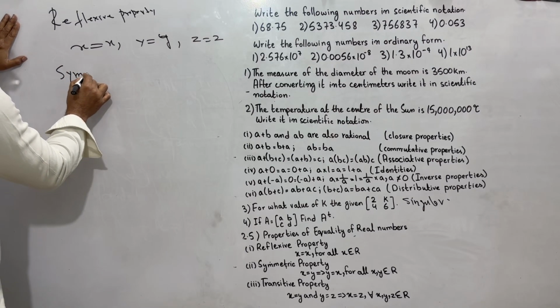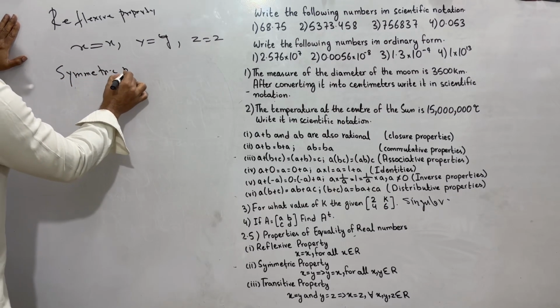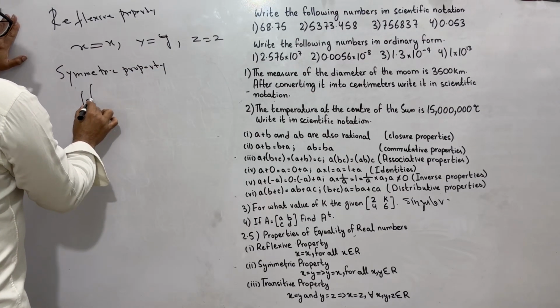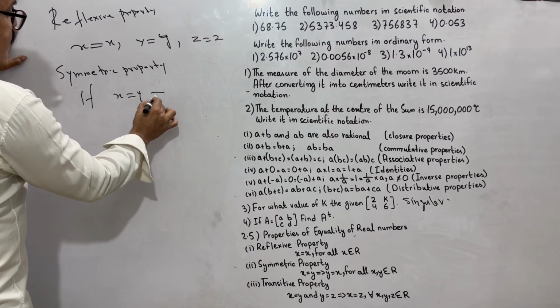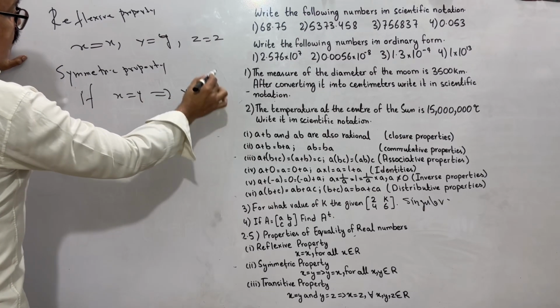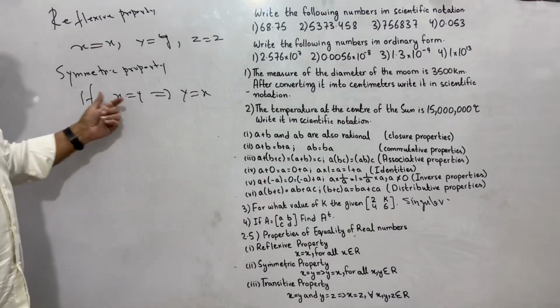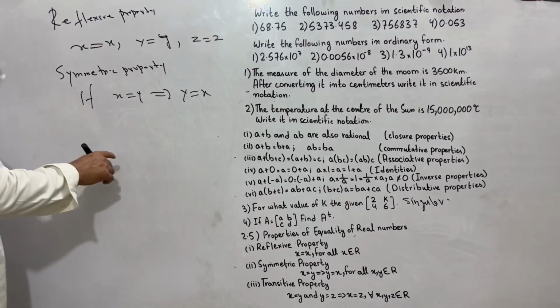Symmetric property. The symmetric property states that if X is equal to Y, this implies that Y is also equal to X. If X is equal to Y, then Y is equal to X. The converse is also true.